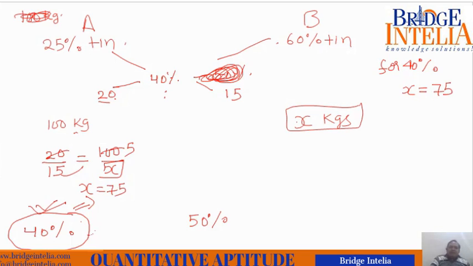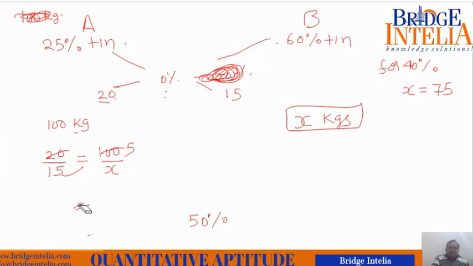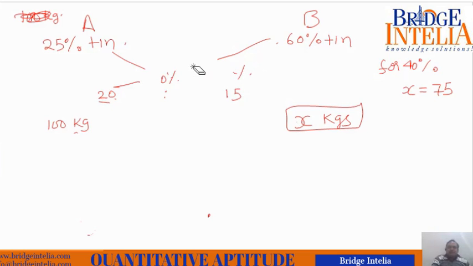Now let's solve for another boundary condition. The other boundary condition is 50%. So instead of 40, now let's make it 50 and solve. So one boundary 75. Let's find out the other boundary. So this time we are going to assume that the resultant is containing 50% tin. So let's solve for 50% now. So now we expect 50% tin in the resultant.